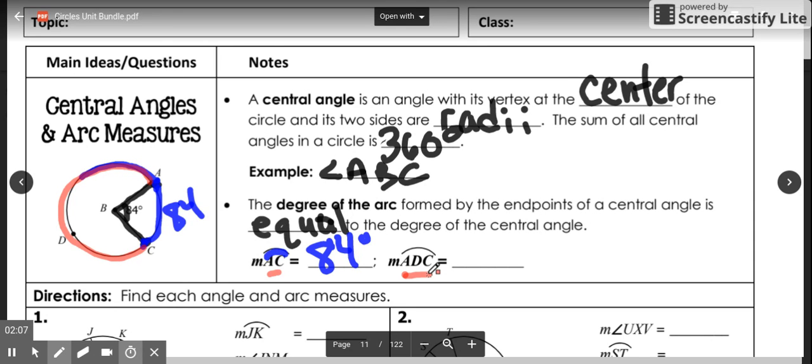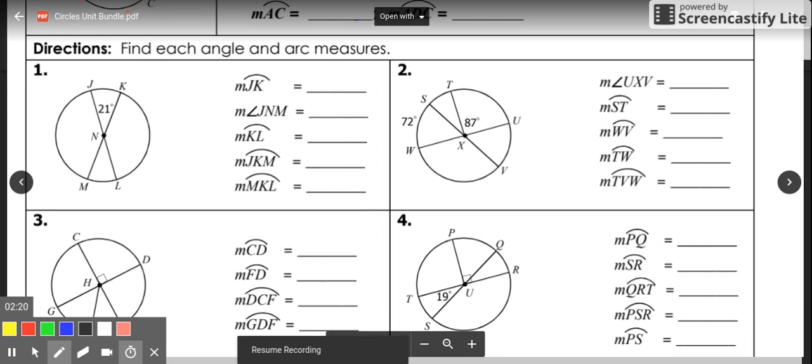Well, I know the whole circle is 360. I know the blue part is 84, so I'm going to subtract that, and that's going to give me a total of 276 degrees.